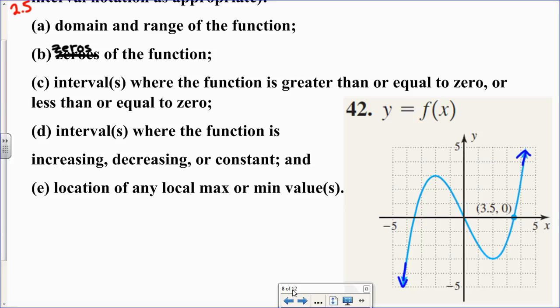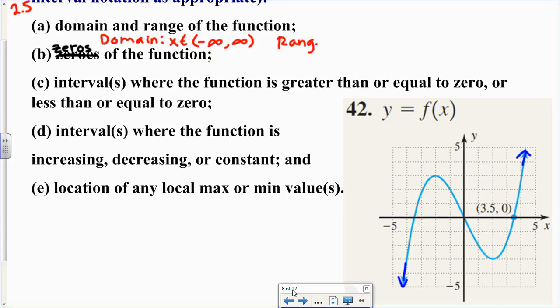So domain, we look left to right. So is there a minimum x value for the whole function? No. No, there's this arrow here. Is there a maximum x value? No. Okay, so negative infinity to positive infinity.